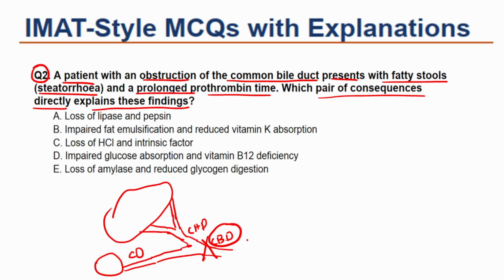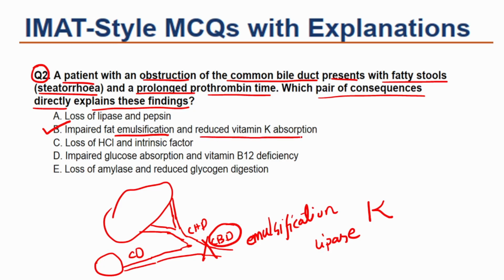This failure of emulsification severely restricts the available surface area for pancreatic lipase, causing uncleaved triglycerides to pass undigested into the colon, which results in steatorrhea. Furthermore, because hydrophobic lipids cannot be packaged into water-soluble micelles without bile salts, the absorption of fat-soluble vitamins is completely compromised. The acute loss of vitamin K absorption leaves hepatic clotting factors unactivated, clinically presenting as a prolonged prothrombin time. Therefore, the correct answer is B. Impaired fat emulsification and reduced vitamin K absorption.